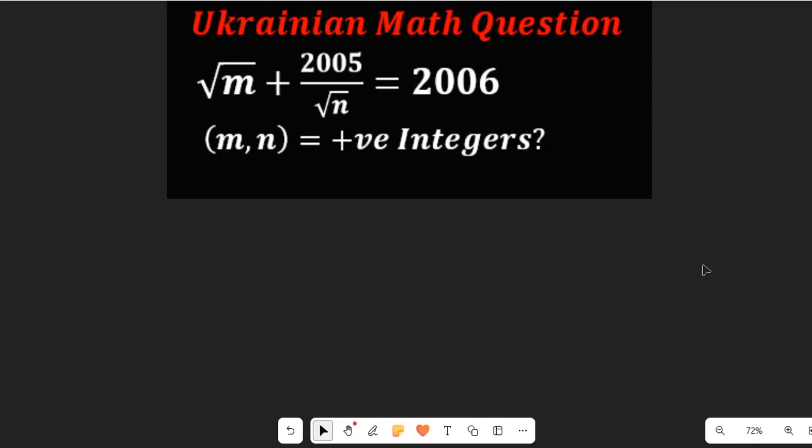Hello, if asked to find all values of m and n that satisfy this math expression, maintaining the fact that m, n are all positive integers, how can you solve this Ukrainian math question?